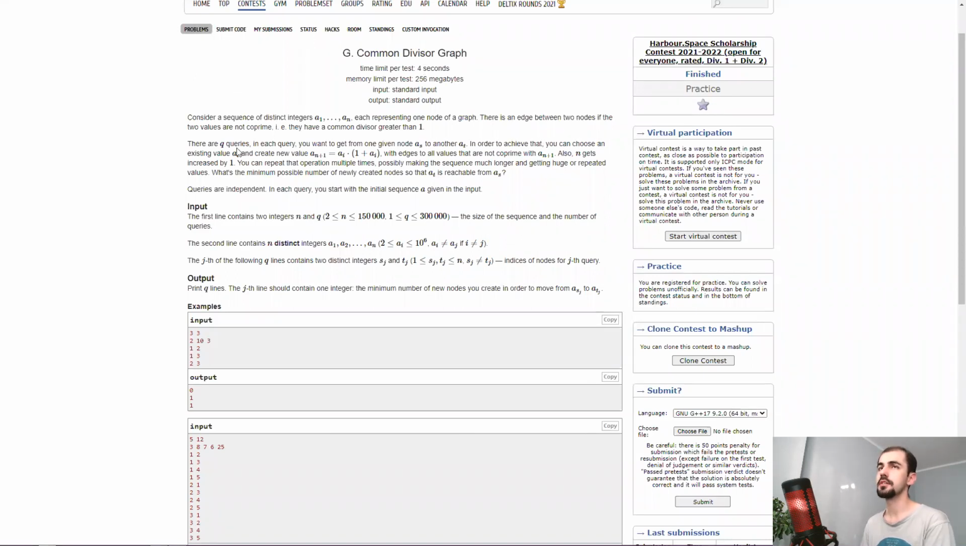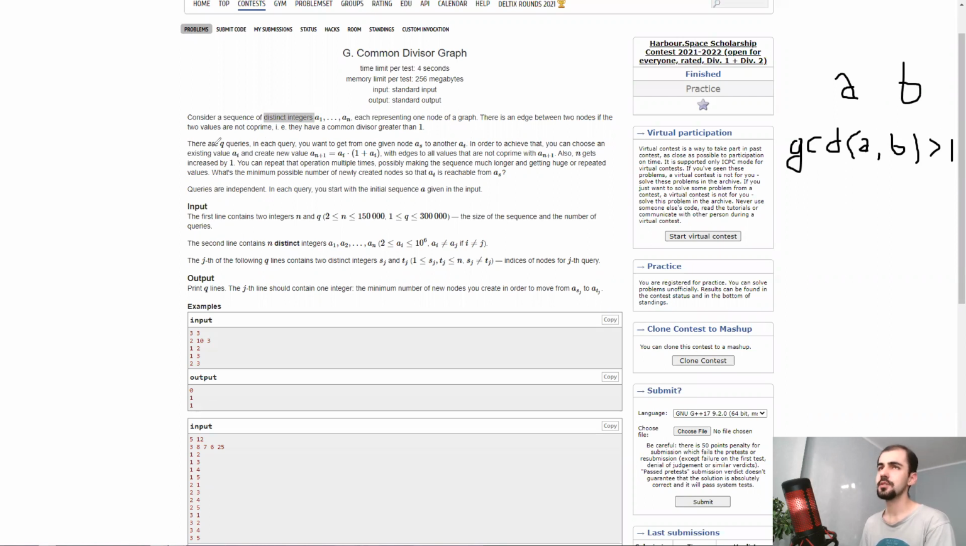So the problem goes as follows. We have several distinct integers, a1 through an. Each represents a node of a graph. There is an edge between two nodes if the two values are not coprime. Hopefully you know that numbers a and b can be coprime, or they can be not coprime. That all depends on their greatest common divisor. As they conveniently remind us, the numbers a and b are not coprime if their greatest common divisor is greater than 1.